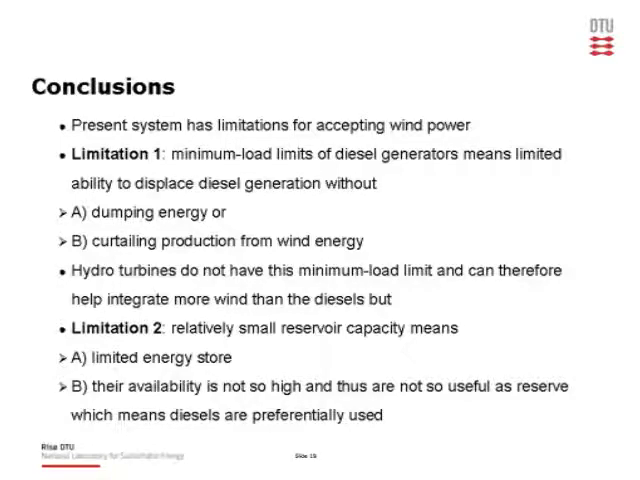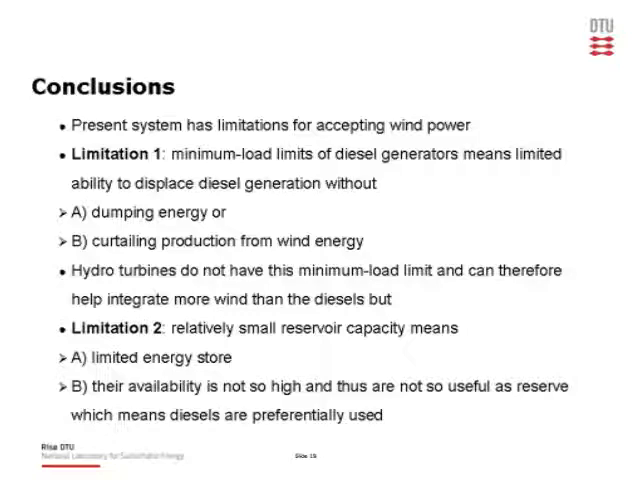And the conclusions are that with the present system, there are these limitations for accepting wind power. The first one is what we've talked about, the minimum load limits of the diesels. It means that we can't really replace too much of the diesel generation without either dumping energy or curtailing the production from wind energy. The hydro turbines don't have this minimum load limit to the same extent, and so therefore, in theory, they can help integrate more wind into the grid than the diesels, but they have a limitation in that there are relatively small sizes of reservoirs.